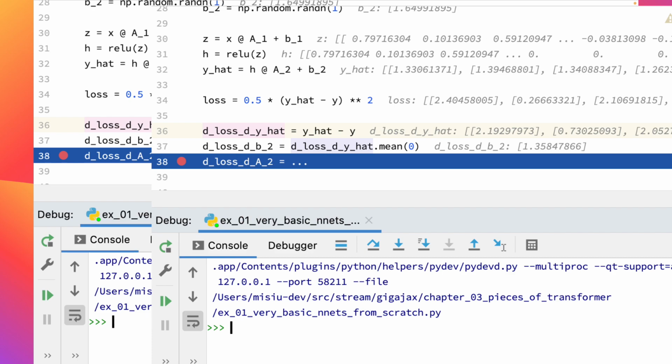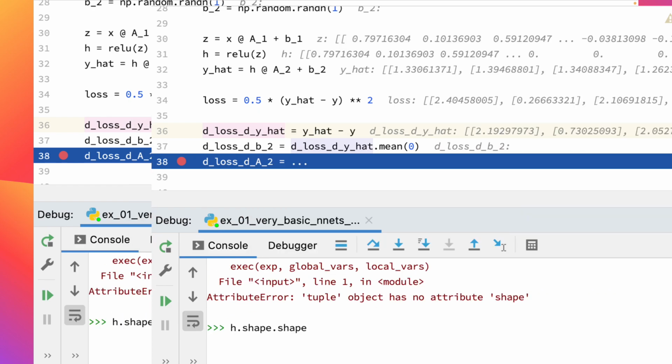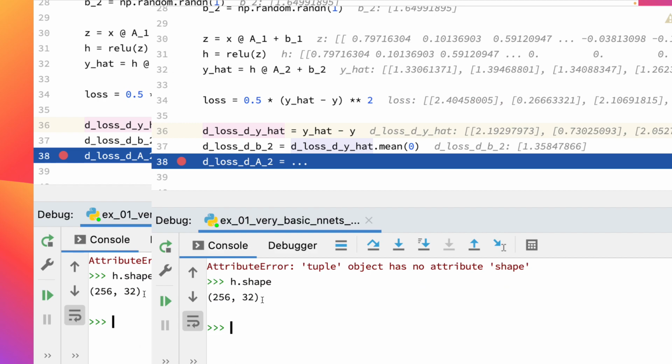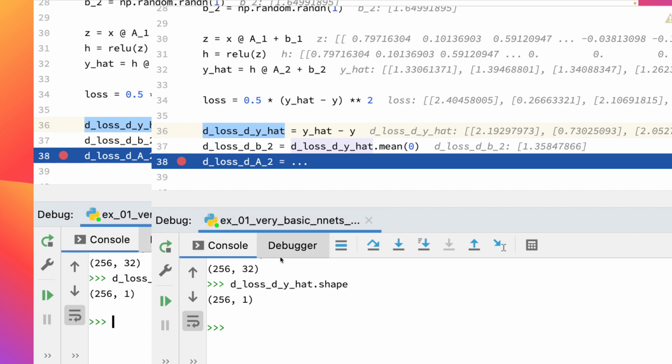So let's just print shapes of those. So this will be like what? Let's predict, this will be batch times 32, right? Because of the build. Batch times hidden size. Yeah, batch times hidden size, very good. And this thing will be batch times 1, right? And we want to get something that's 256 by x by 1.